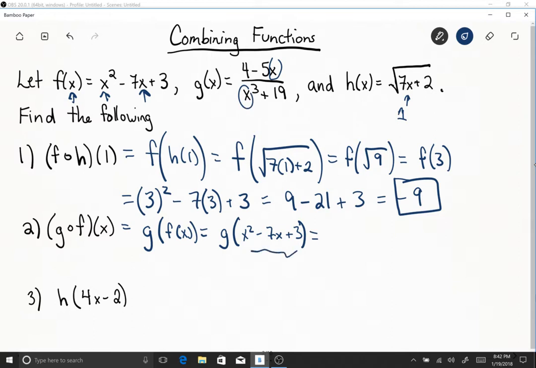Now, you could have just put 4 minus 5 times f of x, and then f of x, the quantity cubed, plus 19. That's also fair. Either way, whichever way you want to solve it. And you don't have to do these extra steps, but I just want to illustrate what's happening here. So this is 4 minus 5 times, and now we have to replace that x with this whole bit of business right here: x squared minus 7x plus 3, all over. Instead of x, we replace it with x squared minus 7x plus 3, which is just f of x, by the way. And we're cubing that thing. And then we add 19. And that's it. You're done.